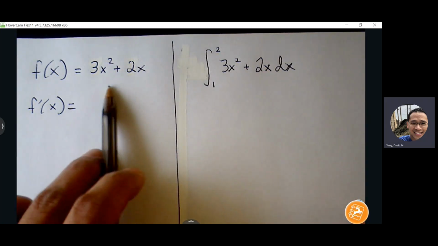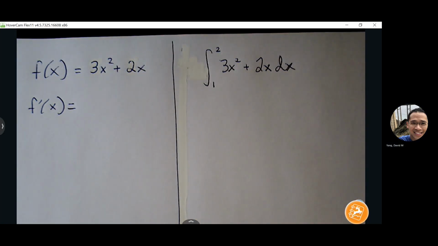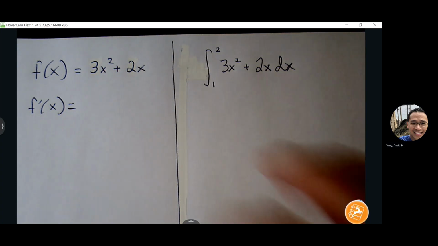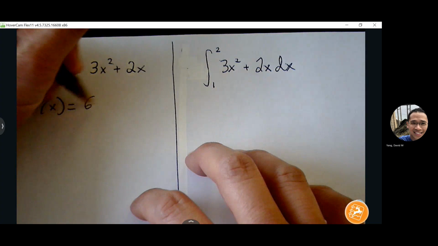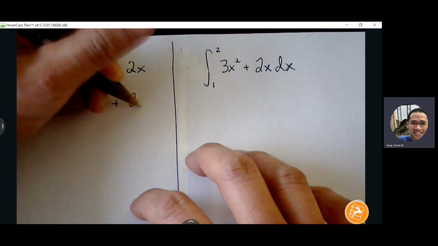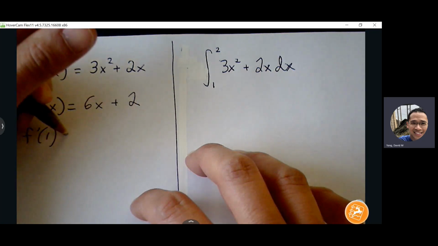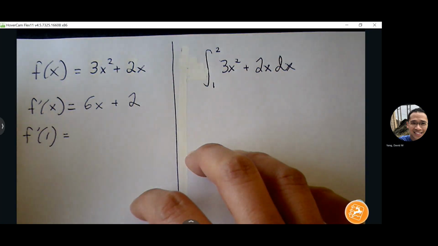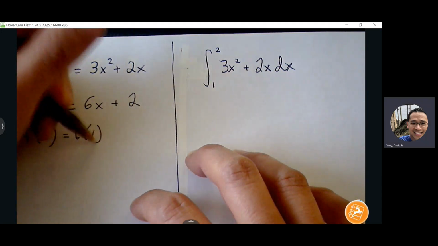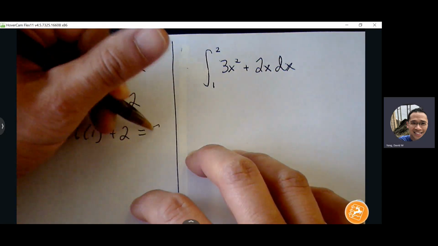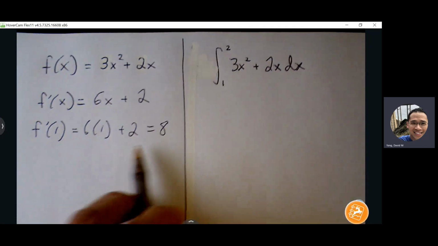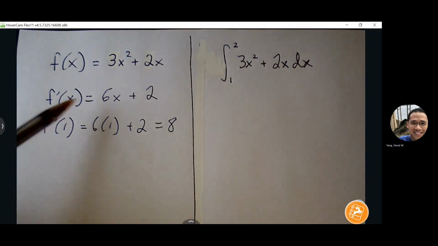So for instance, if I gave you 3x squared plus 2x, what's the derivative? 6x plus 2. Okay. If I ask you what is f prime of 1, you would say 6 times 1 plus 2, which is 8. So this is evaluating the derivative at a point.